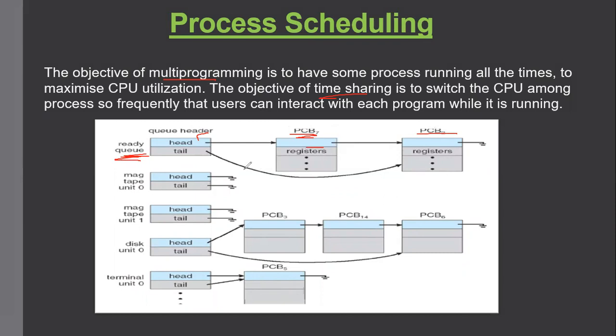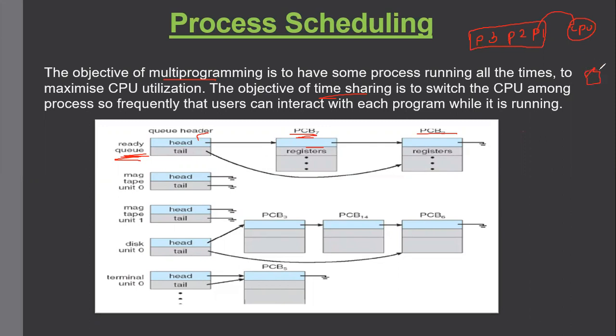Now suppose a process is executing and it requests some IO device, let's say a disk. Now let's take a proper example. Suppose you have processes P1, P2, and P3, only three processes. They are in the ready queue, and P1 is allocated the CPU. While running, it requests some IO device, let's say a disk.